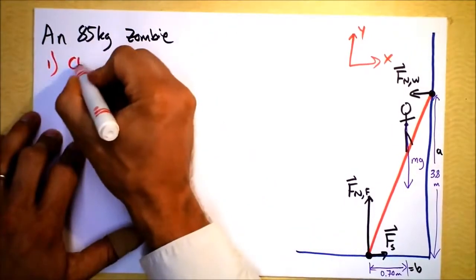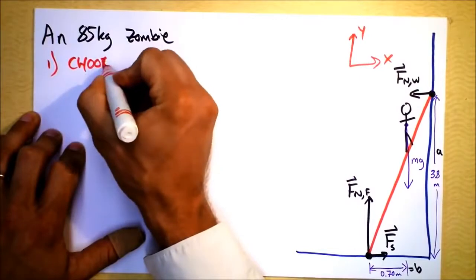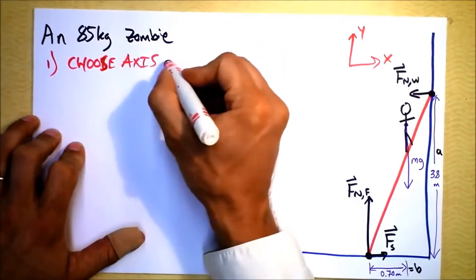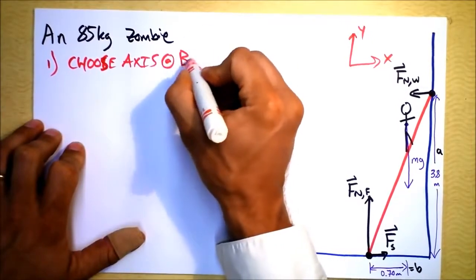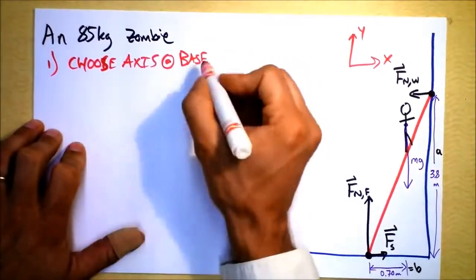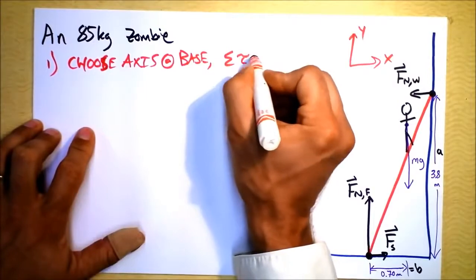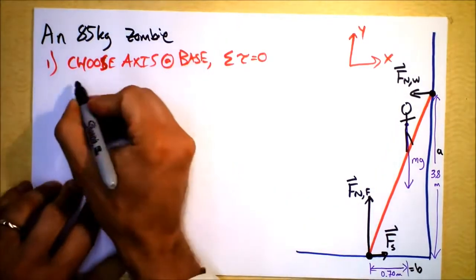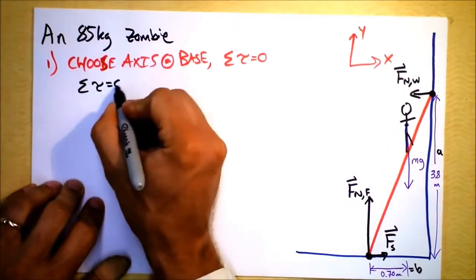Step one. Choose axis at base. Then net torque equals 0. And our equation that we'll get from step one will look like this. The net torque equals 0.